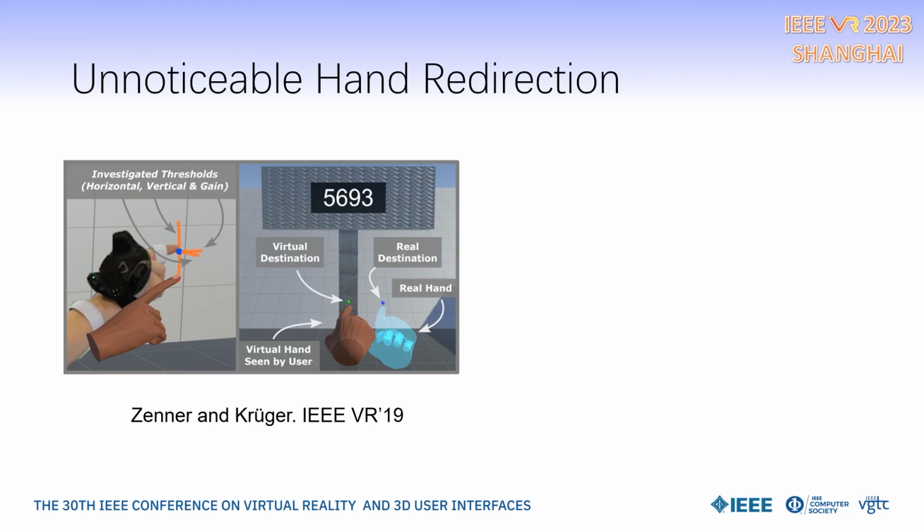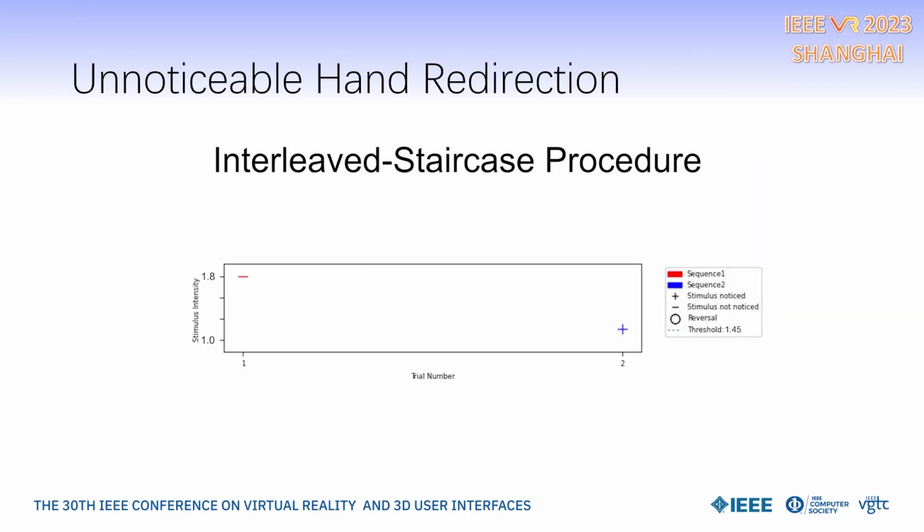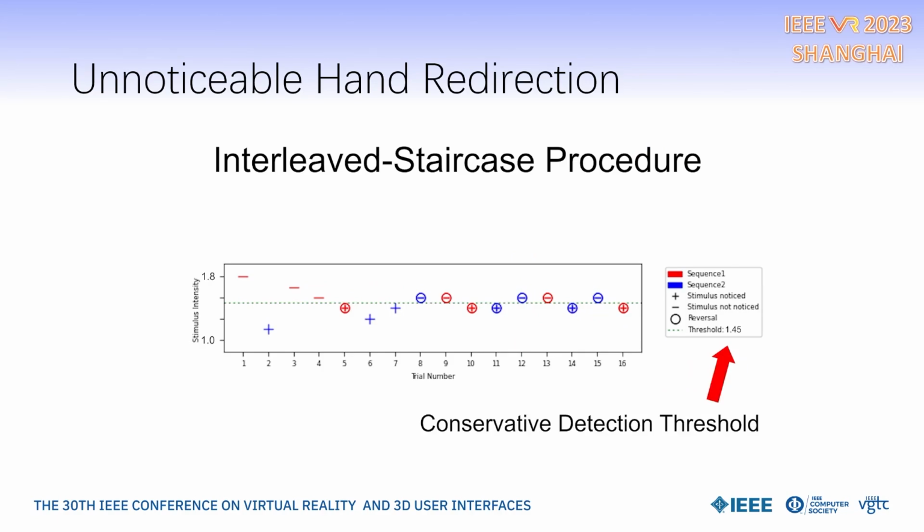However, it has also been noticed that these thresholds are not fixed values. They depend on several variables or parameters such as task complexity, realism, or movement direction. Here you can see X and Y seem to be quite different. In addition, thresholds also appear to be highly individual. To determine such detection thresholds, researchers use psychophysical methods, such as this interleaved staircase procedure.